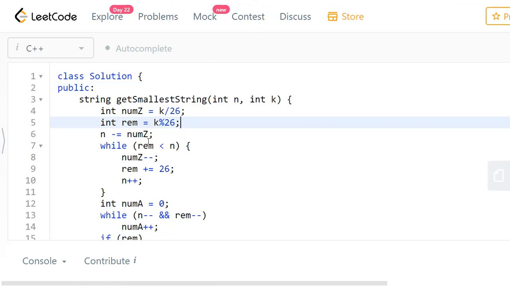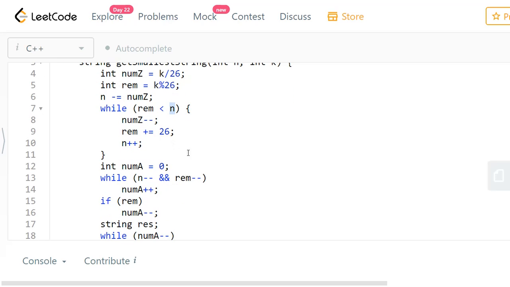So that's why we are checking the remainder. If the remainder is less than n, that means we have n more positions to fill, but we don't have enough value to fill them. In that case, we need to sacrifice one alphabet of Z. So we decrease Z by 1 and then we increase the remainder by 26. We continue this loop till we get enough value to fill the number of positions for n. At the same time, we need to increase n because we have reduced one Z and we are using it in our n positions.